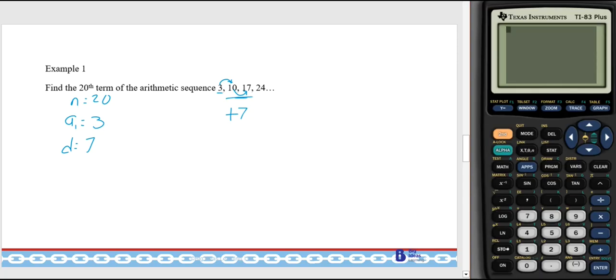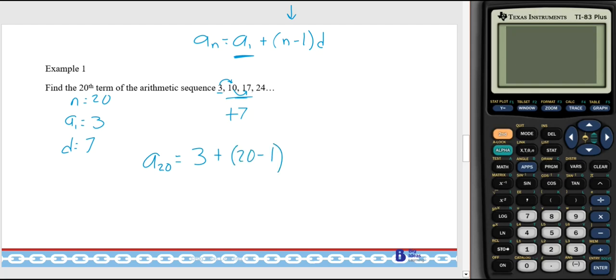That formula being any term is equal to our first term plus n minus 1 times the common difference. So just a quick note with this n minus 1, we don't use the full n value because our first term is already accounted for. So we have to subtract 1 from our n value so that we don't get ahead of ourselves in the pattern. So in this case, the 20th term is equal to 3 for my a1 plus 20 minus 1.